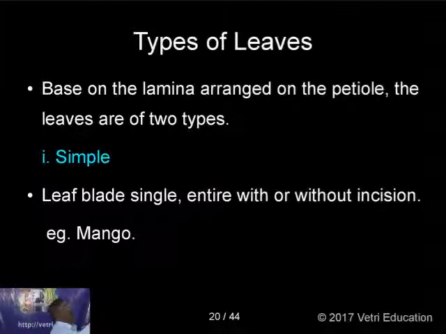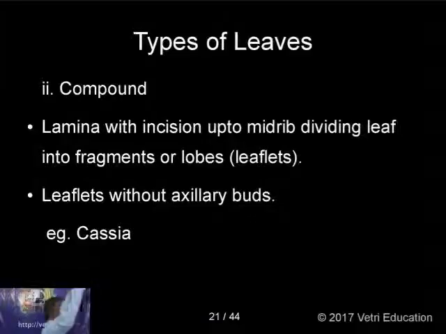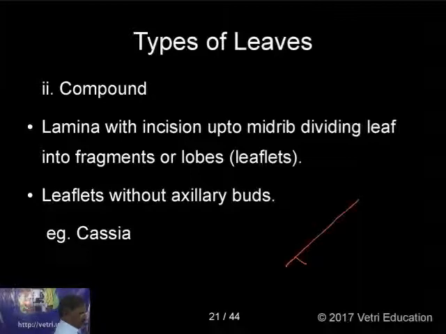The second, compound leaves, where the lamina has incisions up to the midrib level, dividing the leaf into small fragments, so small leaflets. The leaflets are without axillary buds. That is another important thing here you can find. Here you can find the petiole where the leaflets are found. These are small leaf-like structures. These are called the leaflets.